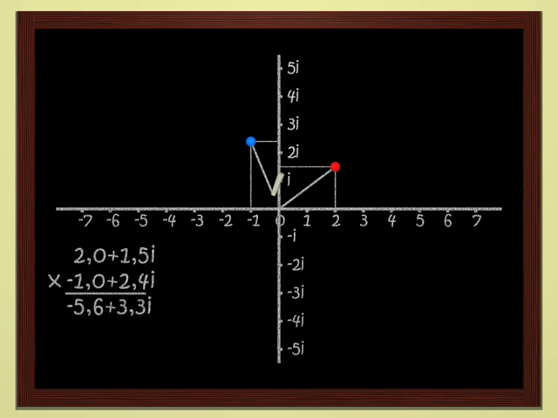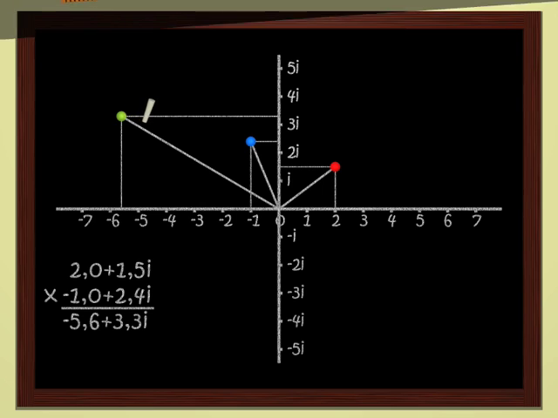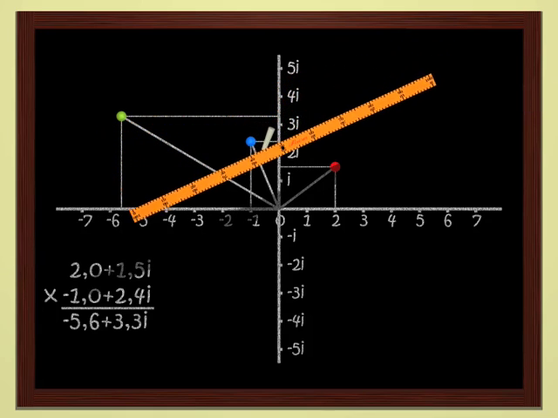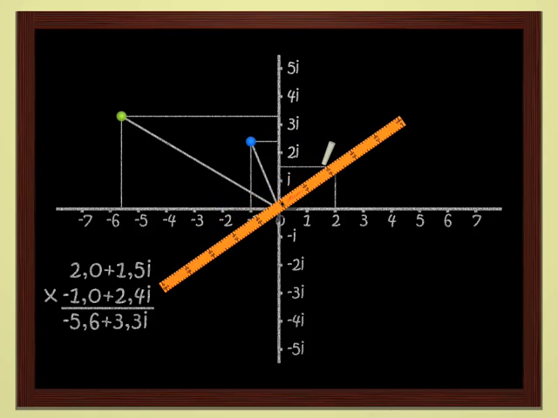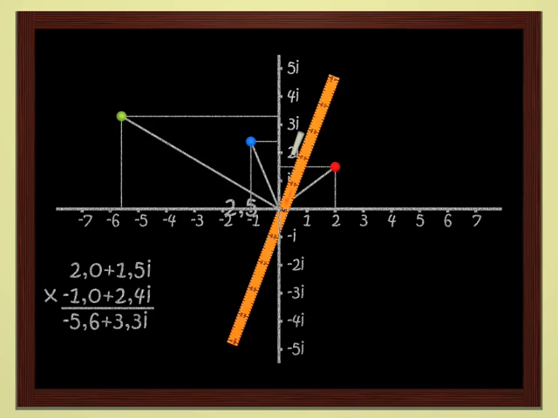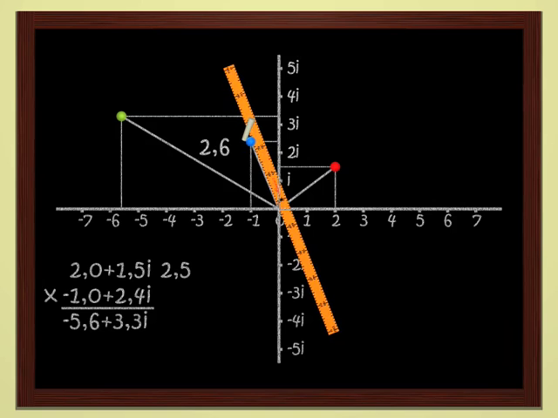It seems the right time to define 2 notions, the modulus and the argument of a complex number. The modulus of a complex number z is just the distance from the origin to the point that represents z in the plane. Let's use the ruler to determine the modulus of the red point, which is 2 plus 1.5i. Let's see. It measures 2.5. The modulus of 2 plus 1.5i is therefore 2.5.